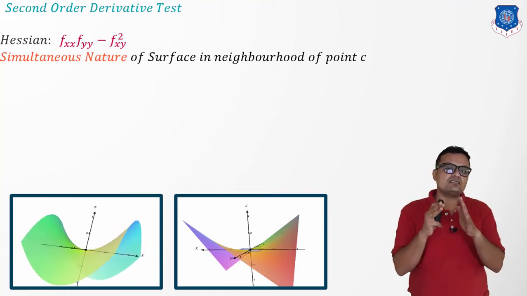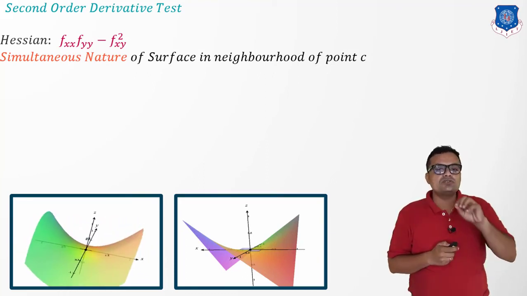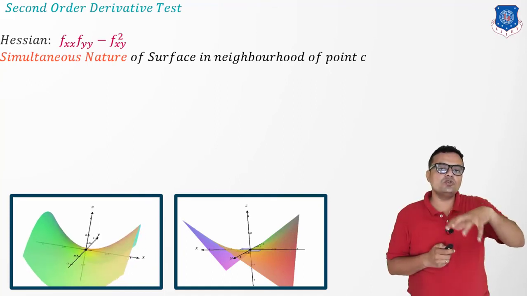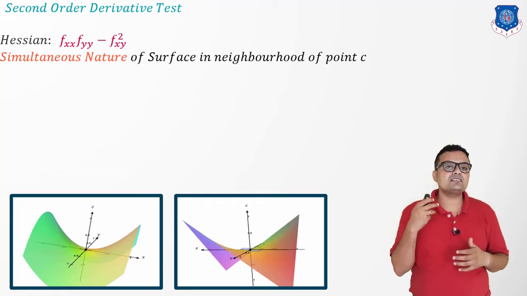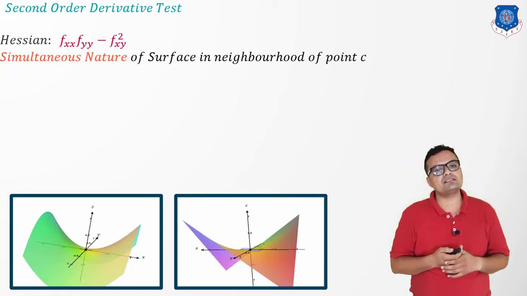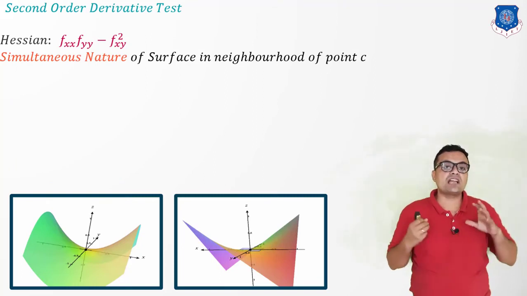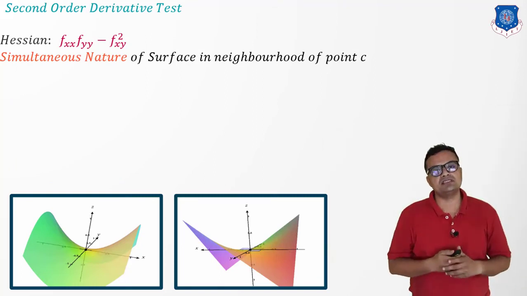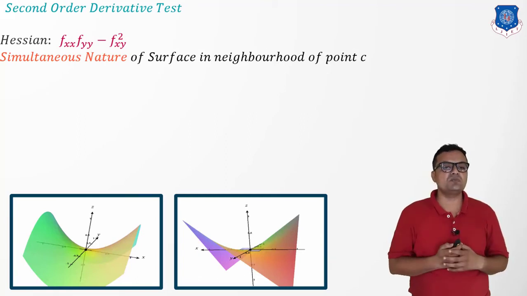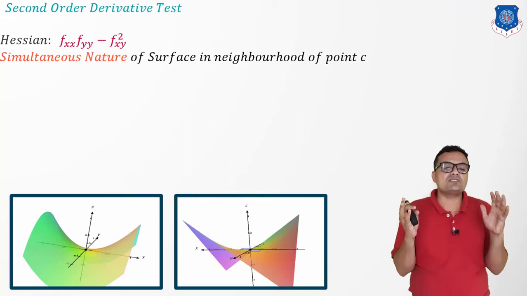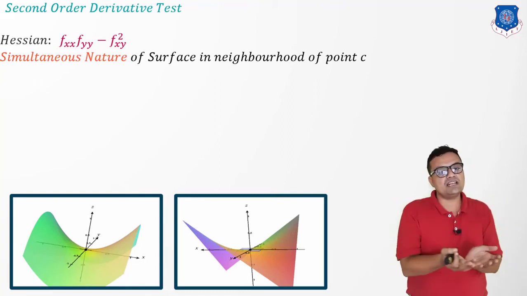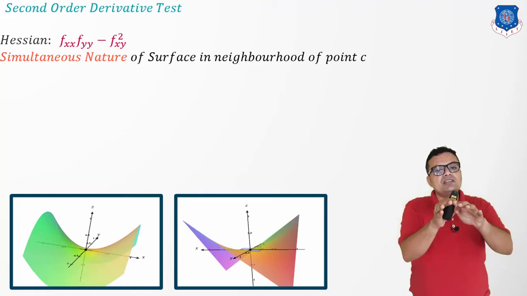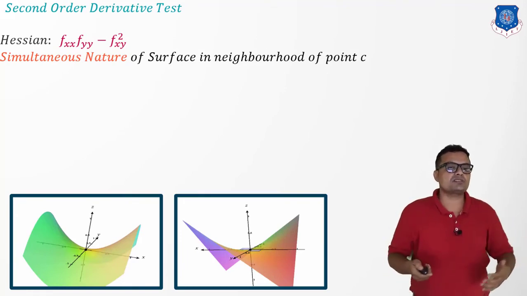So the first task for us here is to check what is happening in the neighborhood of the critical point. That can be done with the help of the Hessian. Hessian is a mathematical term defined by f sub xx times f sub yy minus f sub xy whole square, which gives us the simultaneous nature of the surface in the neighborhood of C. Simultaneous nature means it has the same nature. If it is decreasing in the neighborhood of x, then it is decreasing from all possible directions. If it is increasing in the neighborhood of the point, then it is increasing in all possible directions.